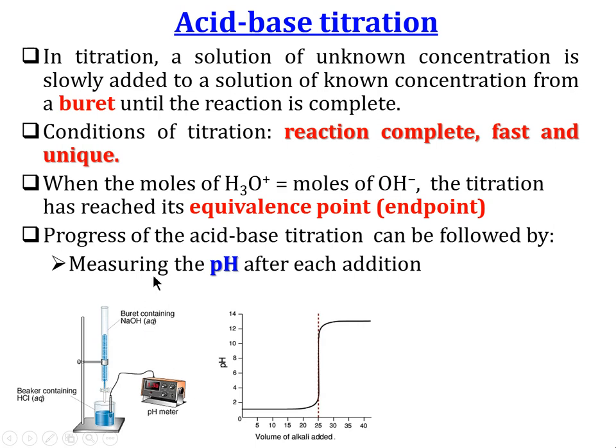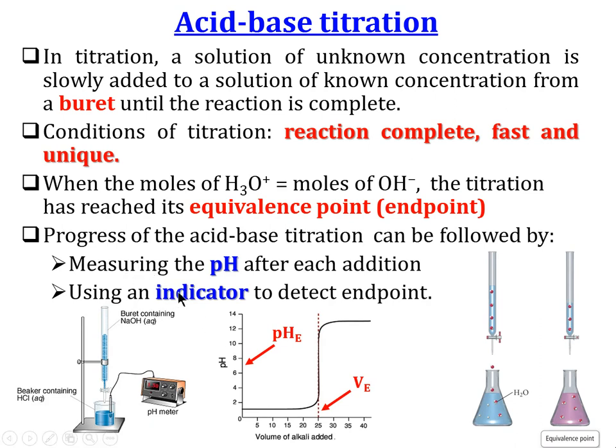And when we measure the pH, we draw at the end of the titration the variation of the pH as a function of the volume added, and we obtain a curve. From this curve, we calculate the pH at equivalence and the volume at equivalence.